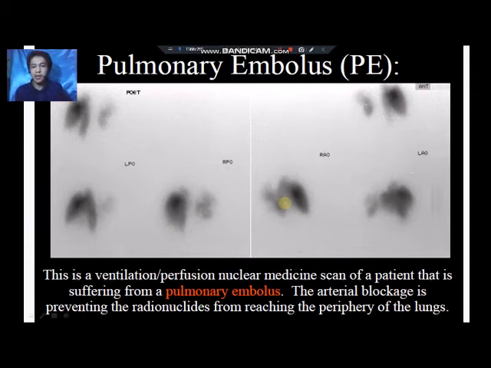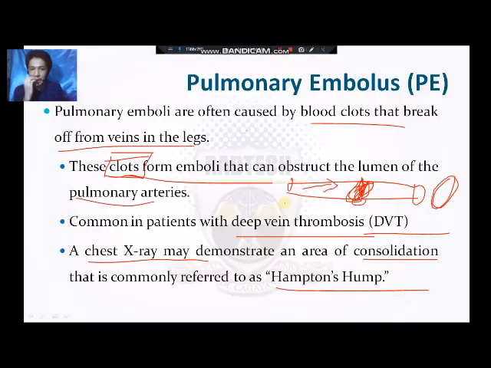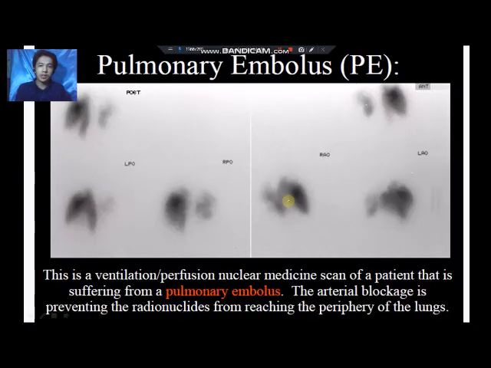Okay, and then pulmonary embolus can be demonstrated dito sa ato ang chest x-ray, pero sometimes dili siya maklaro, dili siya makita. So that's why if ever na ay positive nga signs and symptoms si patient for pulmonary embolus, labaw nag naa siya DVT, then the examination that will be referred by the physician is most commonly nuclear medicine. Okay, so ventilation or perfusion nuclear medicine scan of a patient that is suffering from pulmonary embolus, and the arterial blockage is preventing the radionuclides from reaching the periphery of the lungs.